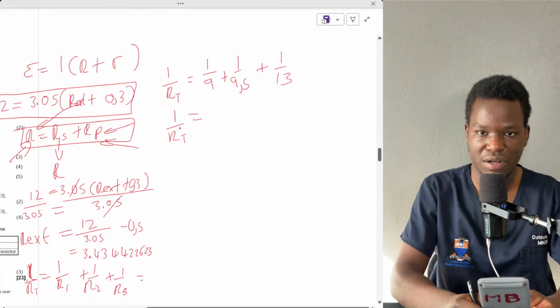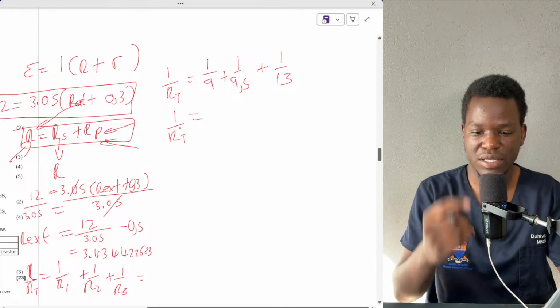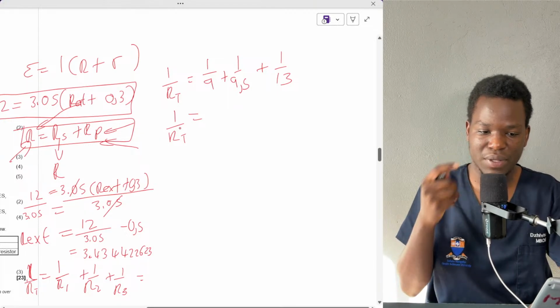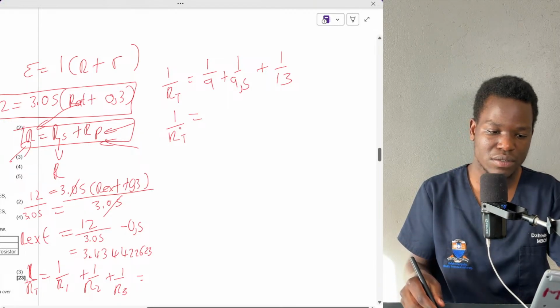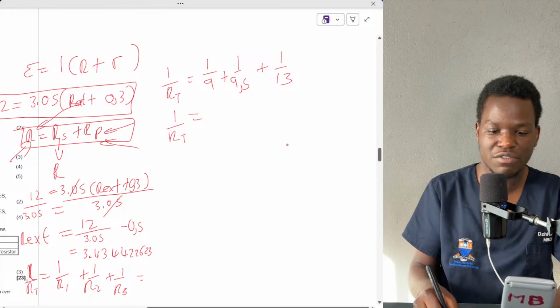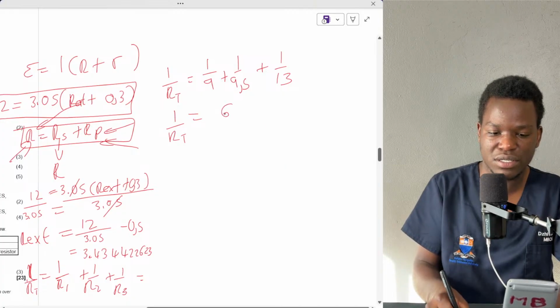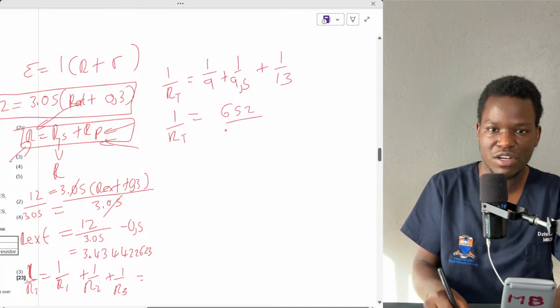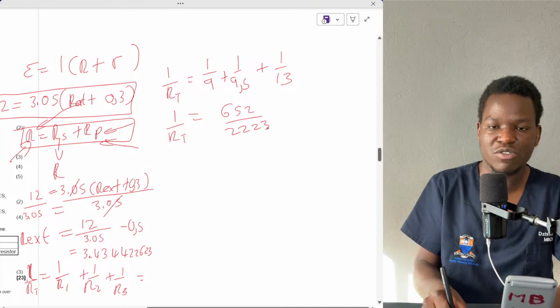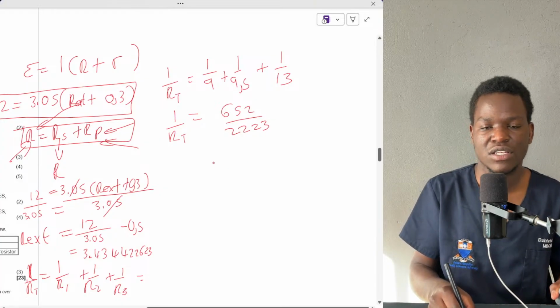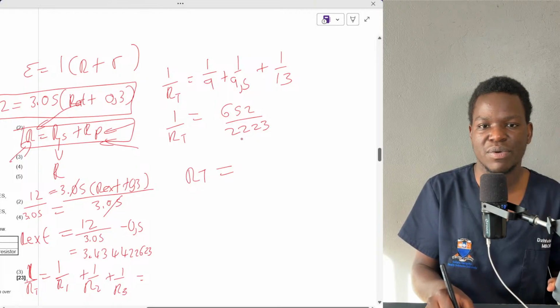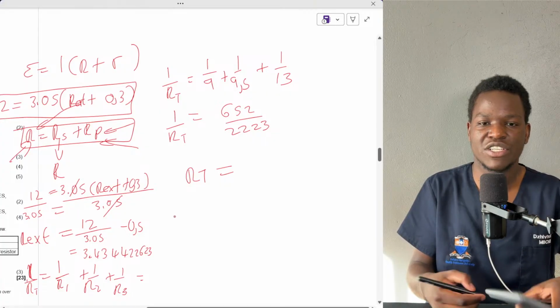Plus 1 over 13. There is our 13 there. So it's not giving me, here it is, 652 over 222. It's better to find it like this, so that maybe you can cross multiply. So we're just cross multiplying now. This multiply by this, multiply by this, and then we shift.